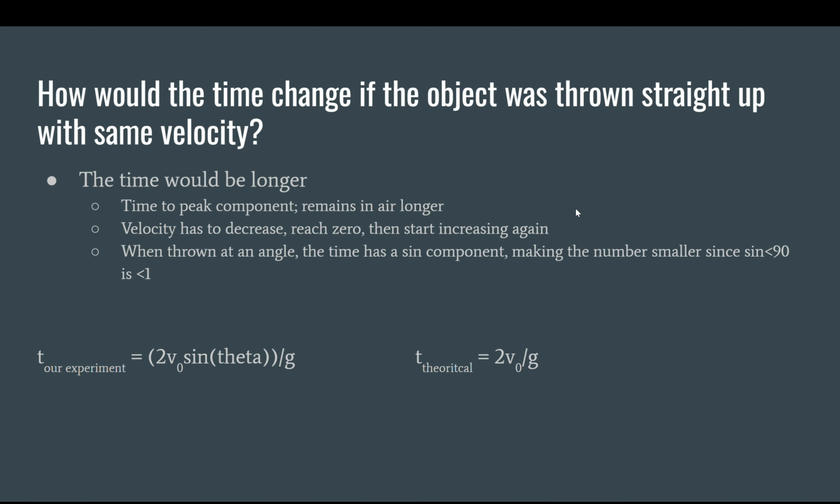And then how would the time change if the object was thrown straight up? Well, the time would be longer because we now have a time to peak component, meaning it remains in the air longer, and the velocity has to decrease, reach 0, and then start increasing again. And also, we have these equations for time, and when it's thrown at an angle, you have sine of theta in the equation, and we know it's always going to be less than 1 if the angle is less than 90, meaning the time when it's not thrown straight up and down is going to be smaller.